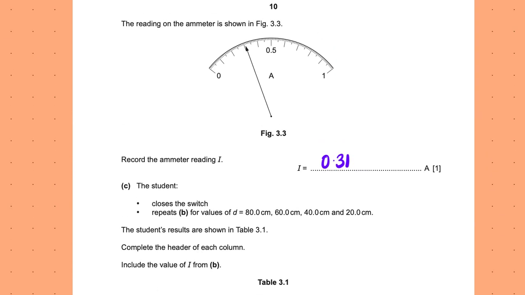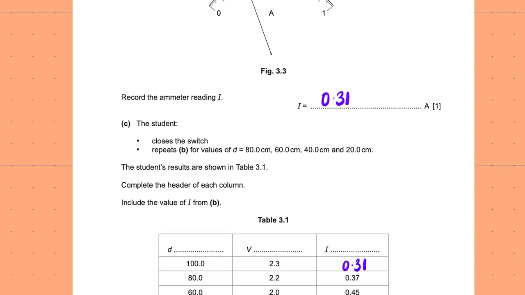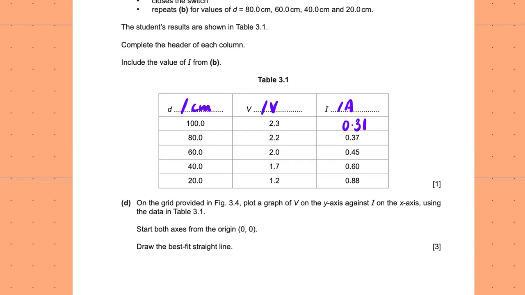So if I look at current, this was in amperes, right? Right here. So this is in amperes. And the voltage reading was similarly in volts. Distance readings were in centimeters. On the grid provided, plot a graph of V on the y-axis against I on the x-axis using the data in table 3.1. Start both axes from origin 0, 0, draw the best fit straight line. So V versus I, right? Again, let's take a picture of these to go.